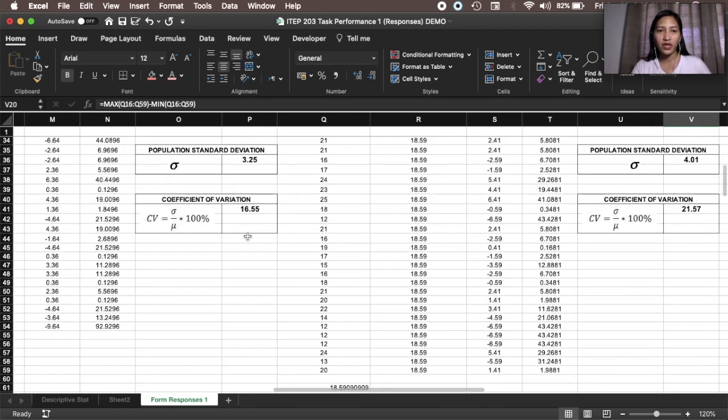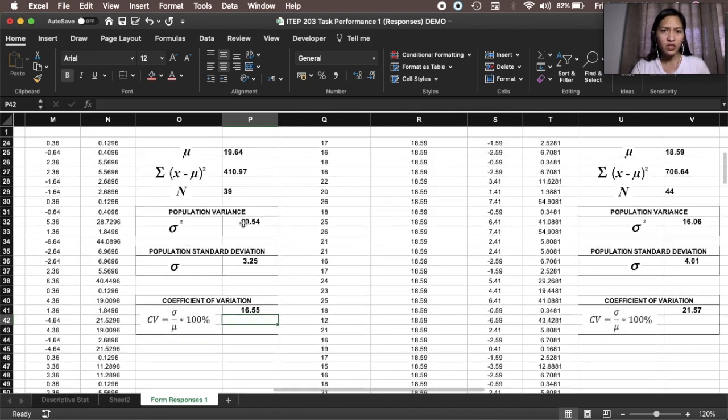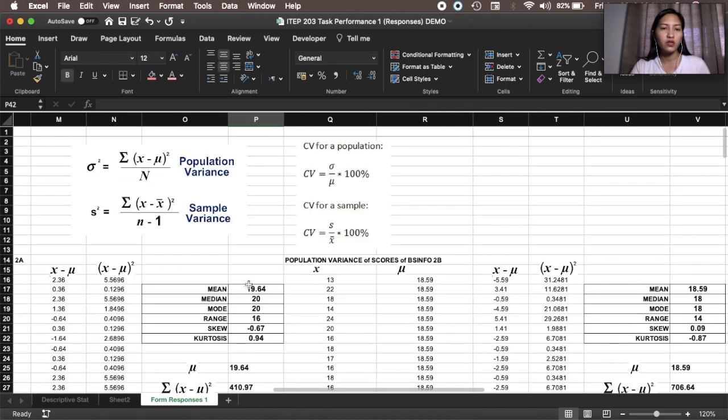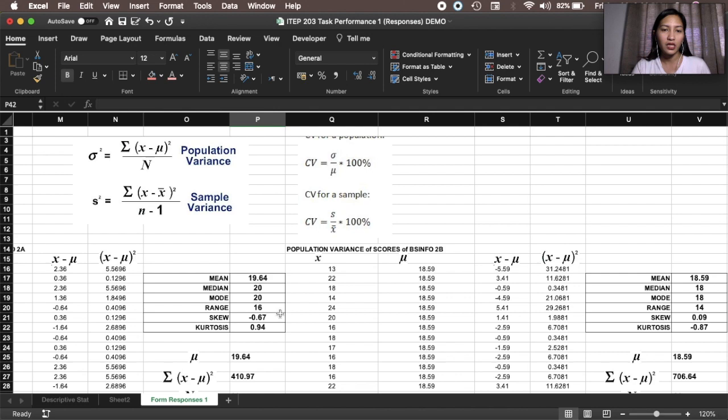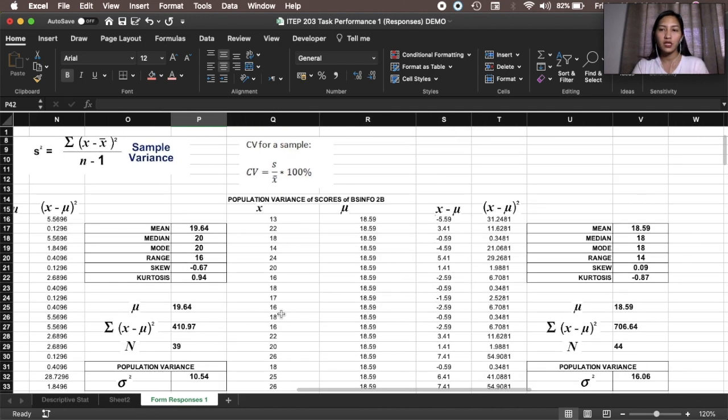Okay, so that's it for the coefficient of variation. It will just make sense. Usually, yung dispersion natin, yung measures of dispersion natin, if you are going to compare one data to another.